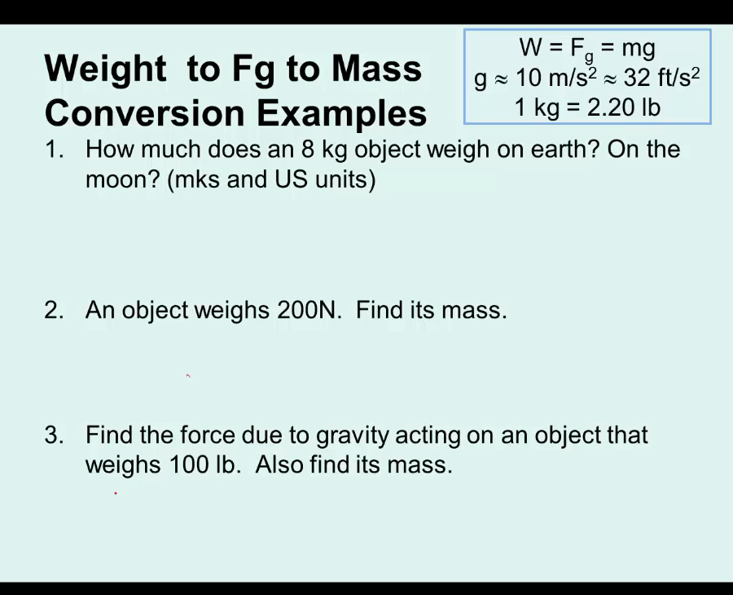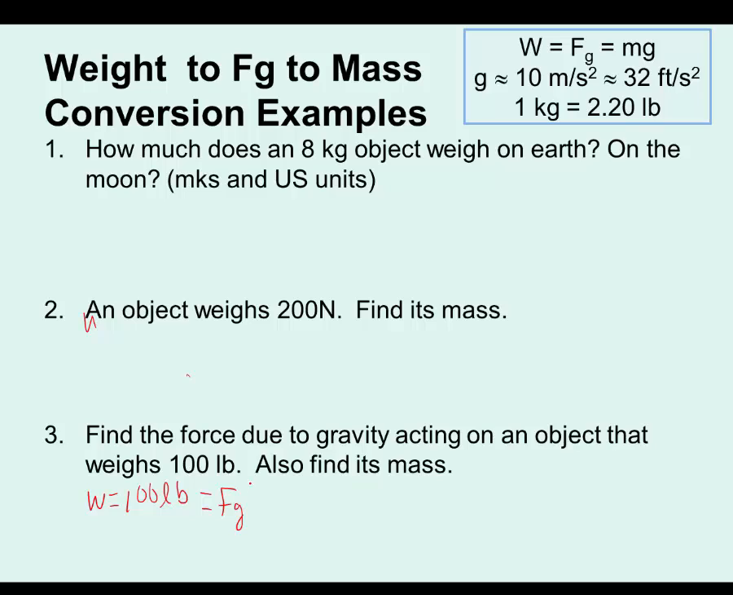So let's find the force due to gravity acting on an object that weighs 100 pounds. So we have an object that weighs 100 pounds. The question is, how do we find the force due to gravity? Hello, folks, that is the force due to gravity. So don't forget, weight and force due to gravity are synonymous. If I give you the weight, you also know the force due to gravity. Now, we might want to find that weight in newtons, so we've got to do a little bit of work to get that. They also ask us to find the mass.